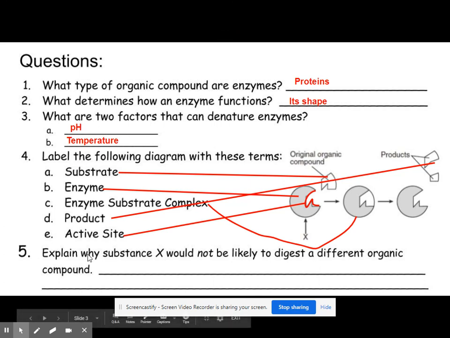And then explain why substance X right here, which is our enzyme, would not be likely to digest a different organic compound. If you had something that had a different shape to it, it's not going to fit in the active site. So substance X has a specific shape and can only fit with one type, it should say, of organic compound. Okay?